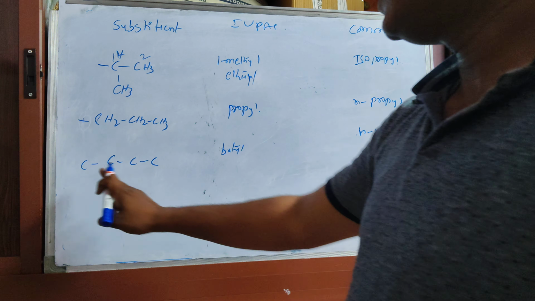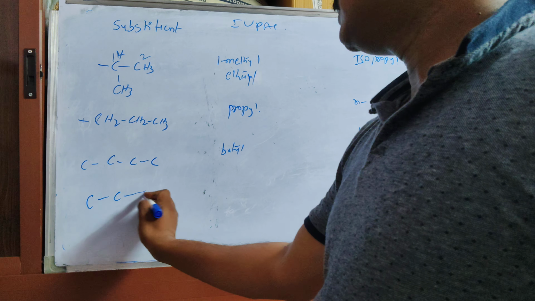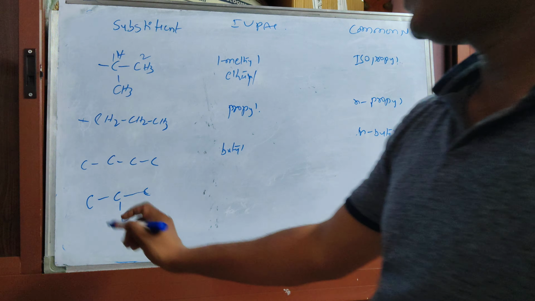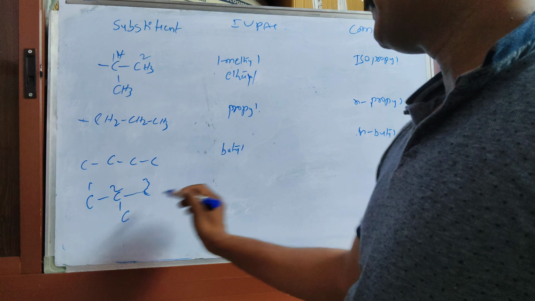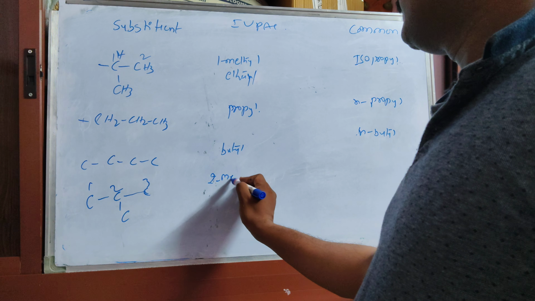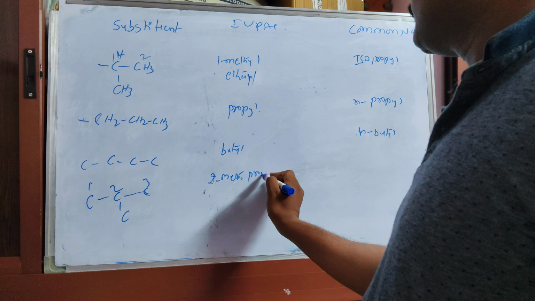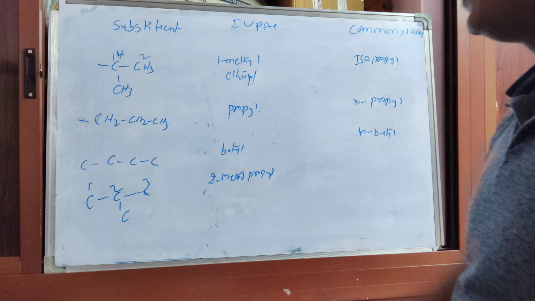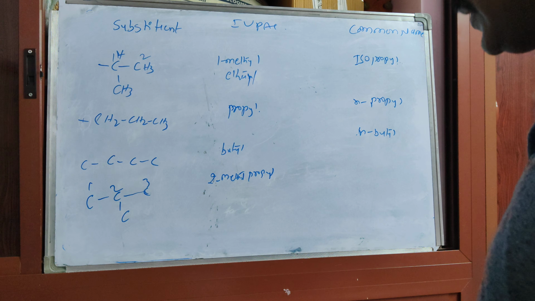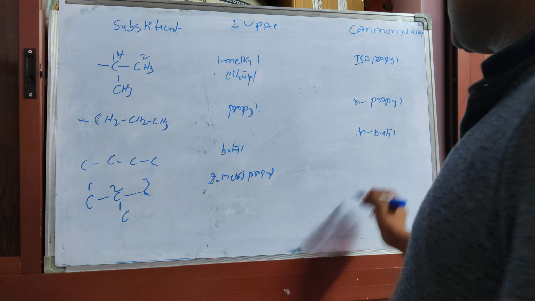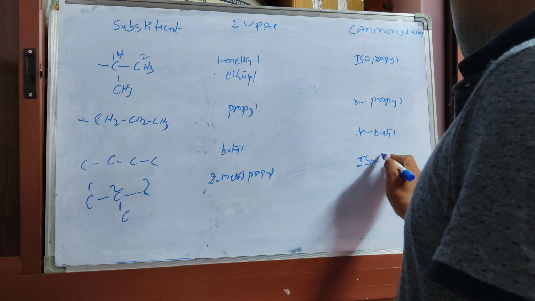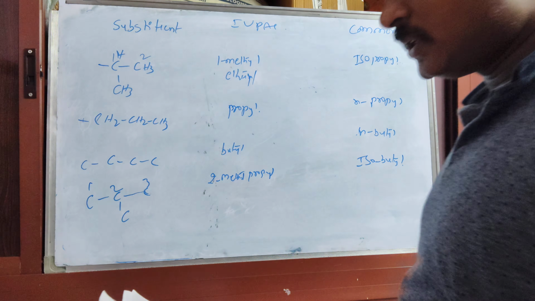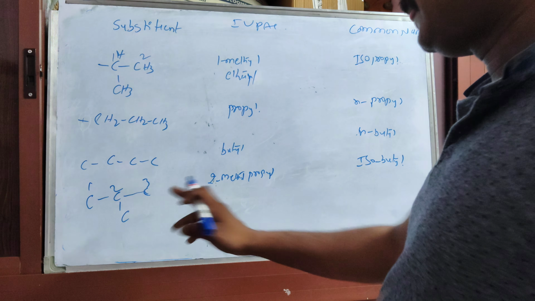If this carbon is attached in the common way, what is the name? 1, 2, 3. 2-methyl propyl. This is the IUPAC name, 2-methyl propyl. The common name is isobutyl. This is isobutyl.